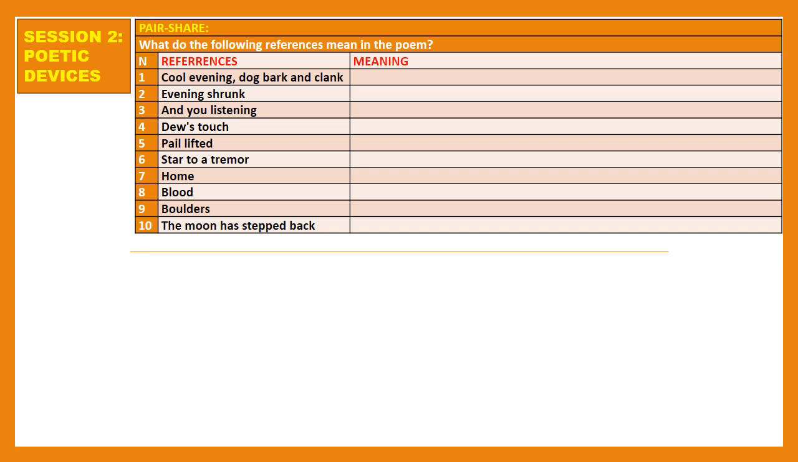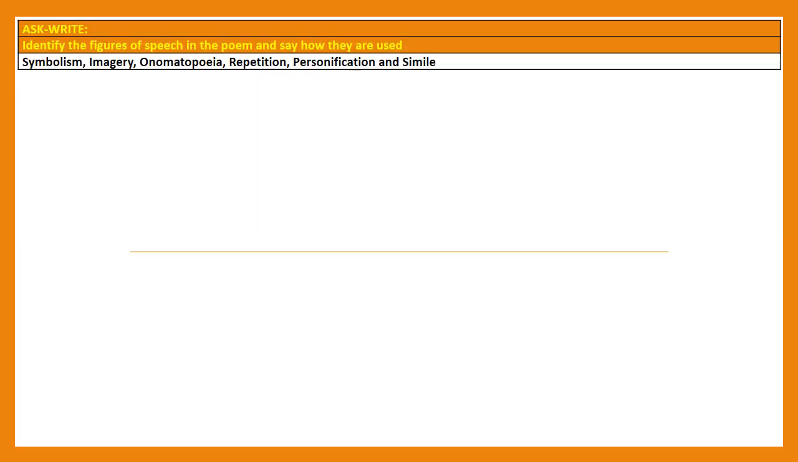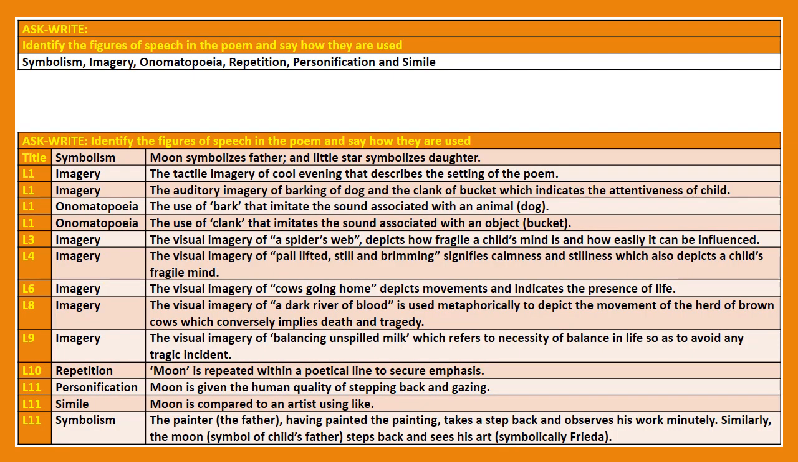Session 2 provides you with close reading techniques for analyzing poetic language. There are specific phrases and clauses that suggest deeper meaning. Identify the figures of speech, such as symbolism, imagery, onomatopoeia, repetition, personification, simile, and explain how they are used in the poem.